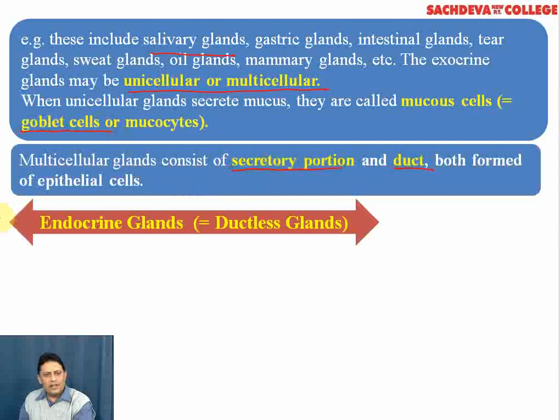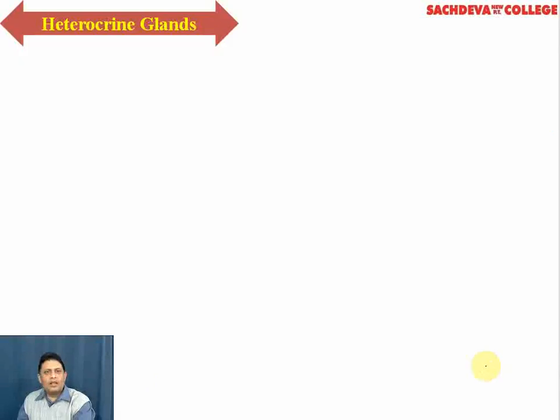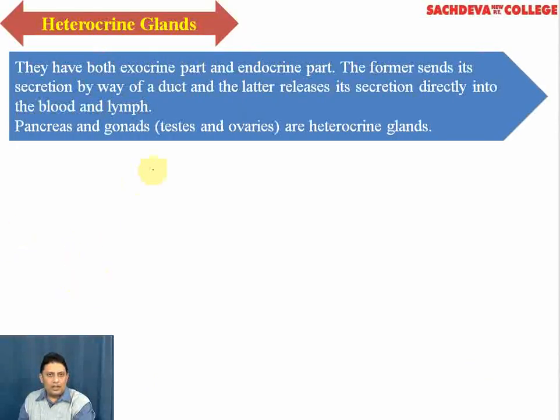The second type of gland are the endocrine glands or the ductless glands. They are devoid of ducts. They do not contain ducts. Therefore, they pour their secretion directly into the blood, and their secretions are known as hormones. The important endocrine glands you are well aware of are thyroid, parathyroid, pituitary, adrenals, thymus, and the hypothalamus. Heterocrine glands have both exocrine as well as endocrine parts. The important heterocrine glands of our body are the pancreas and gonads.